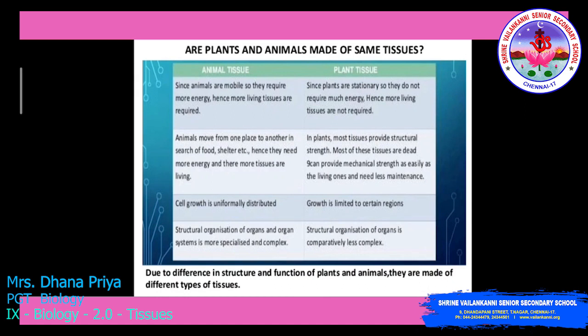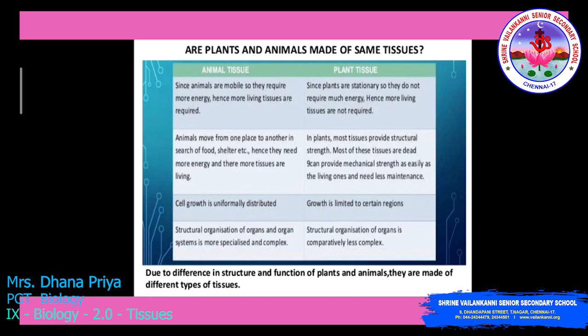Another point is that in animal tissues, cell growth is uniformly distributed. In plant tissue, growth is limited to certain regions, like the apical and lateral regions, so growth depends on those limited regions.